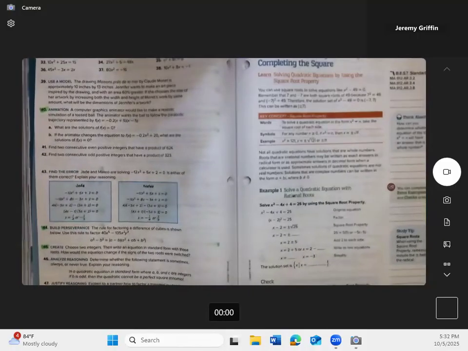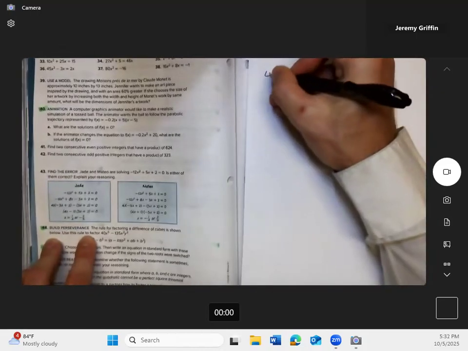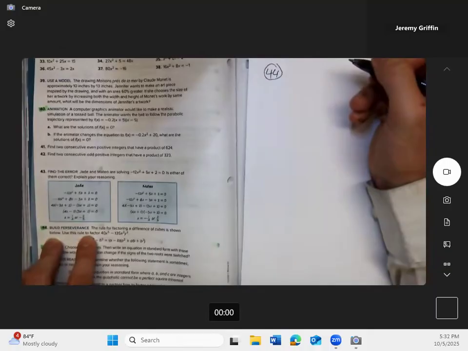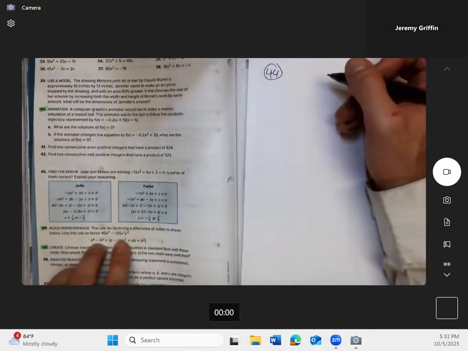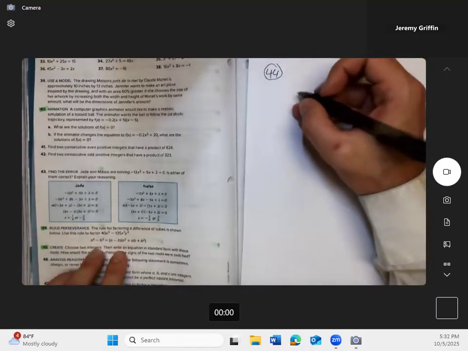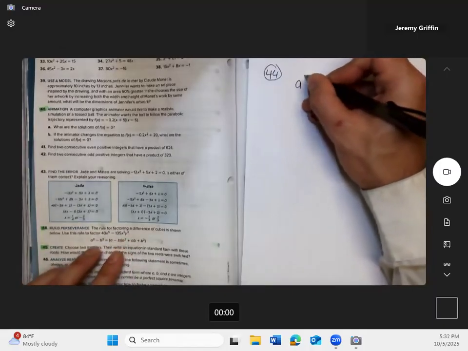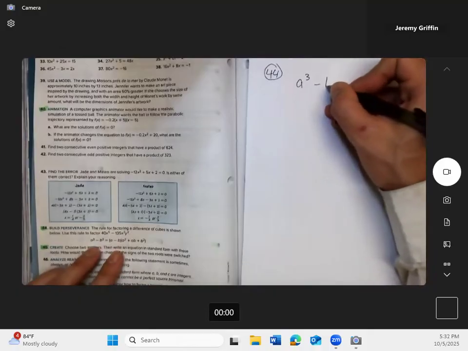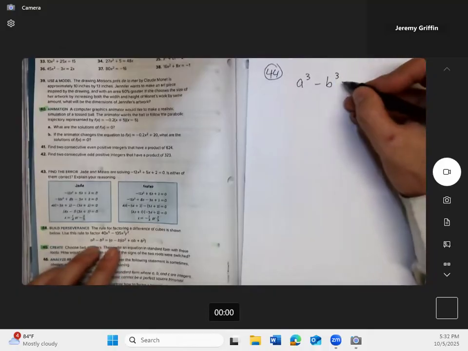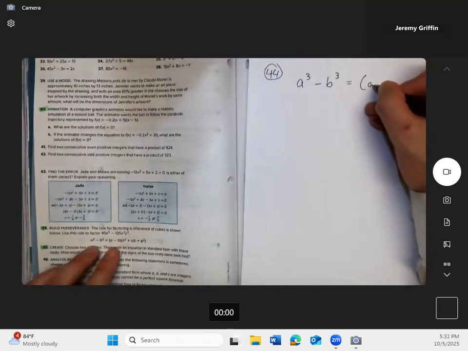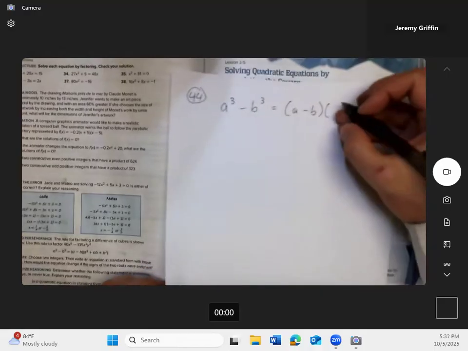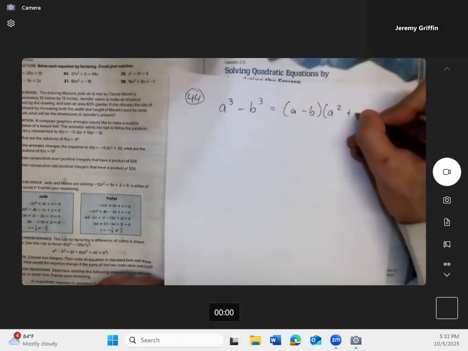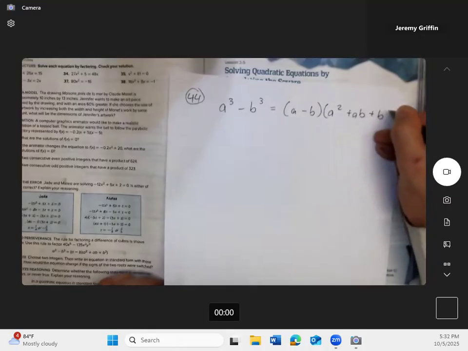Okay. So two more I'm going to do with you guys. Number 45, or sorry, number 44. You've got the rule for factoring a difference of cubes shown below. Use this to factor this. So we're going to stretch your imagination a little bit here. Remember this? I don't know if you guys learned this in a previous math class. A difference of cubes is equal to the difference of the numbers, or like the roots, times a squared plus ab plus b squared.